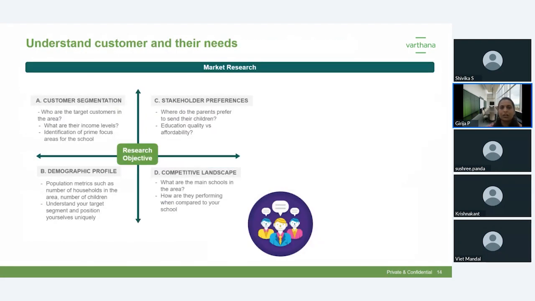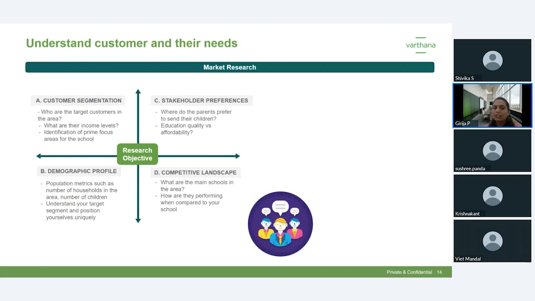When we are doing this marketing research, it is very important to have a research objective and know what we want to achieve from it. You can have different themes for it. For example, you can see four themes and four research objectives, through which we'll try to know more about the customer.